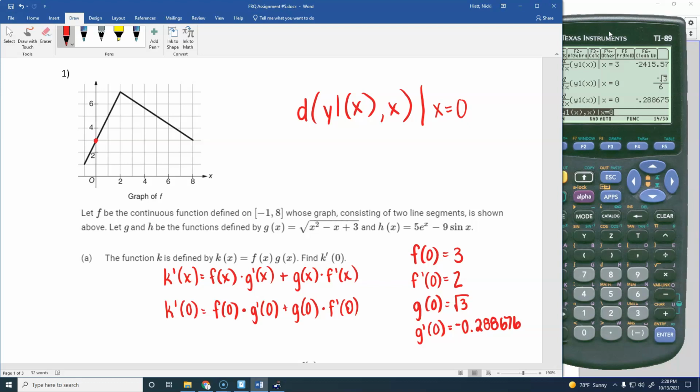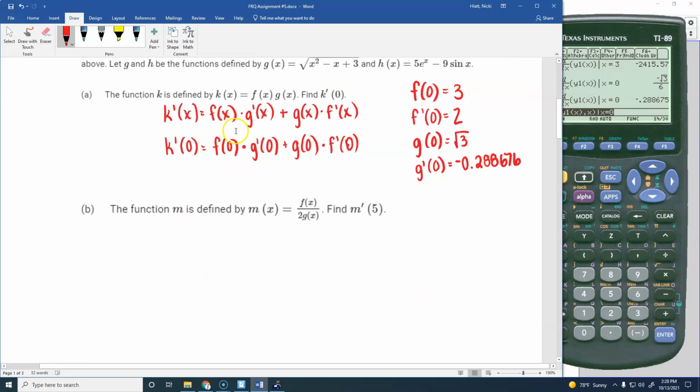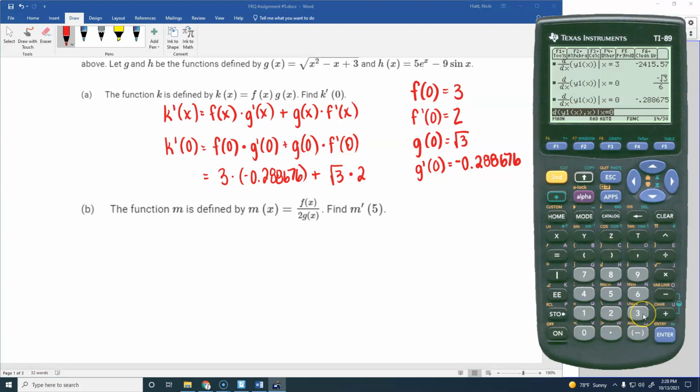We okay here? Yeah. All right, now we just need to plug these numbers in. So 3 times negative 0.288676 plus g of 0, which is square root of 3, times f prime of 0, which is 2. So we type that in. On these calculators, you can do 3 times, and then you want to use that whole decimal, so I would go up here. If you just click the up button and hit enter, it'll just copy that down for you so that you don't have to round any at all.